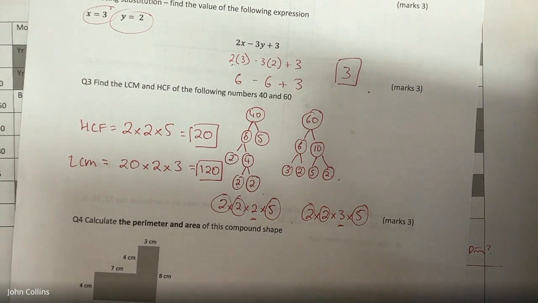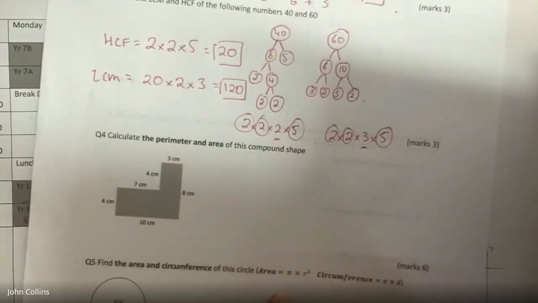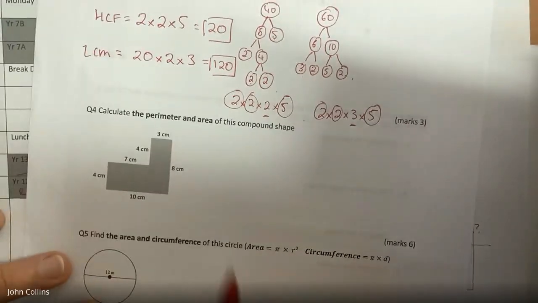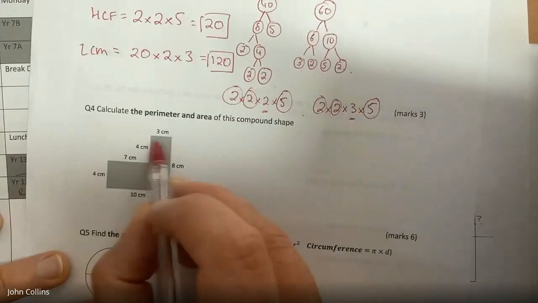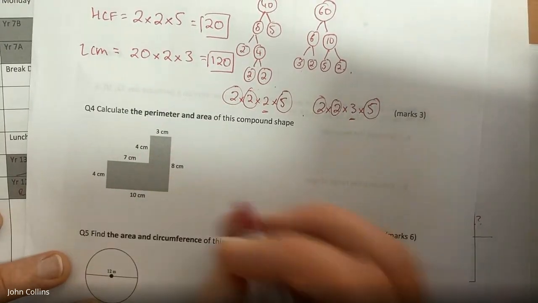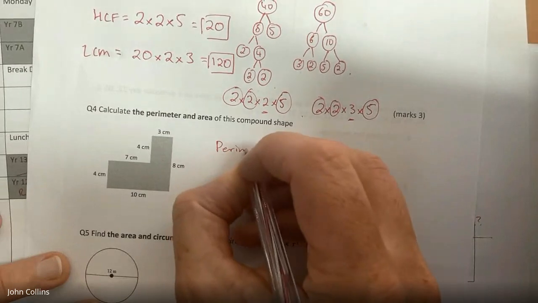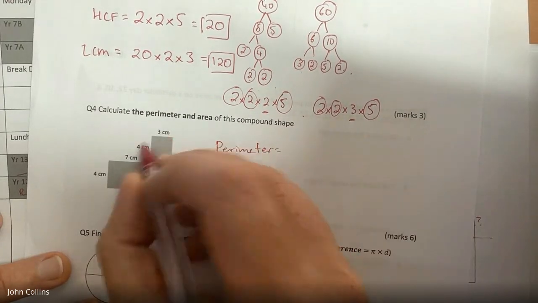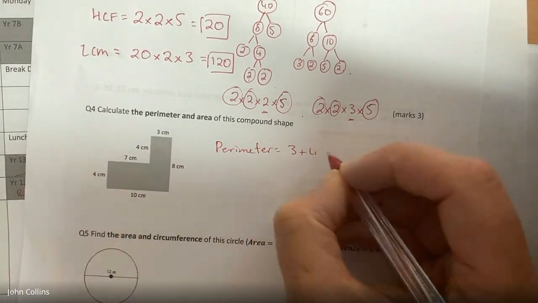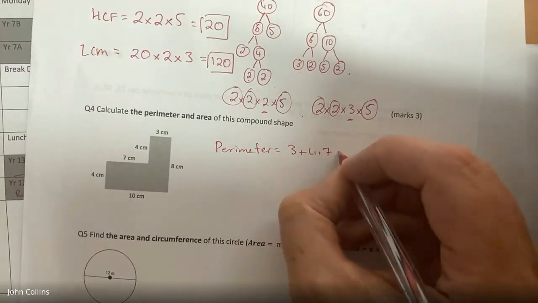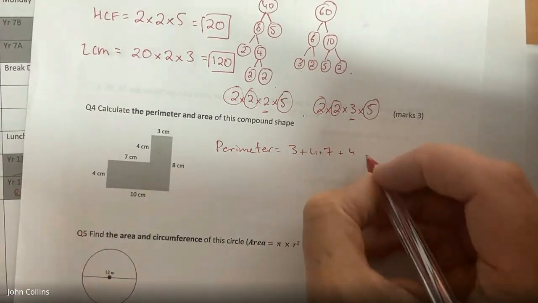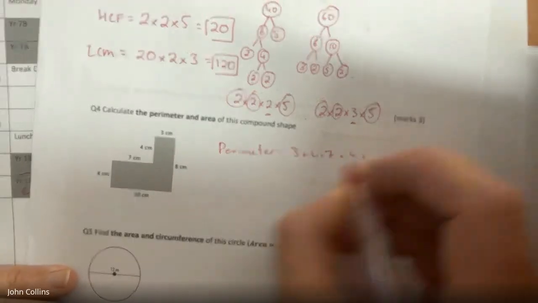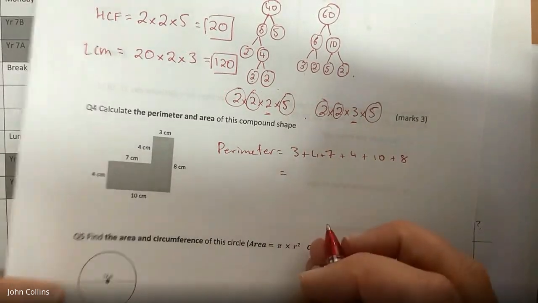Okay, let's move on. Next question. We're looking for the perimeter and area of this shape. Perimeter should be pretty straightforward. All the lengths have been given to you, so just add them all up for perimeter. Let's do that now. So I have a 3 and a 4. I have a 7 and a 4, a 10 and an 8. Add those up together, you should get 36, yeah.